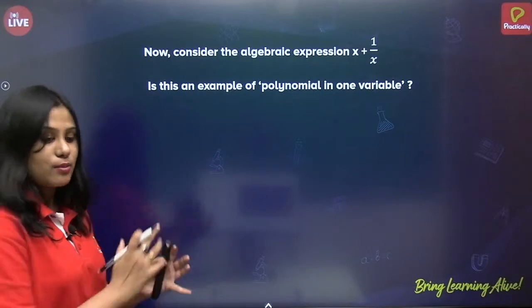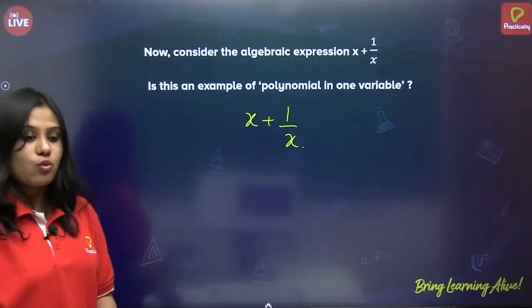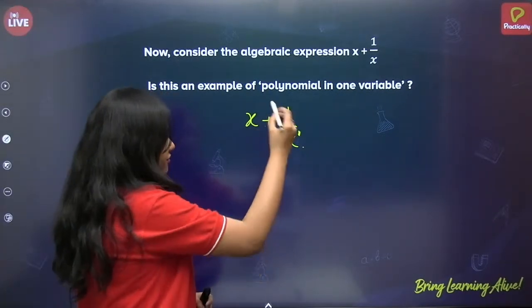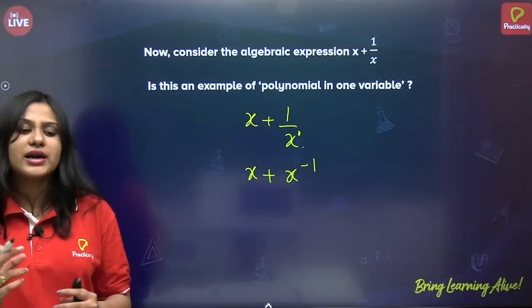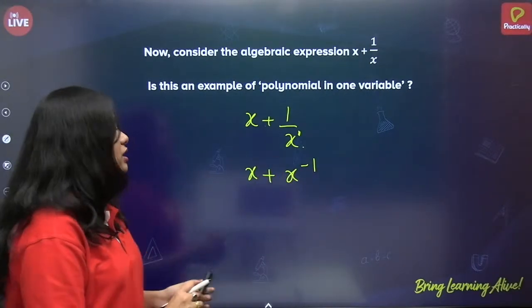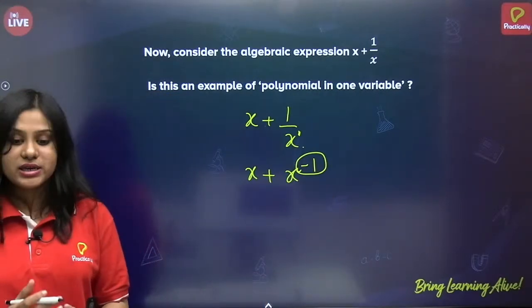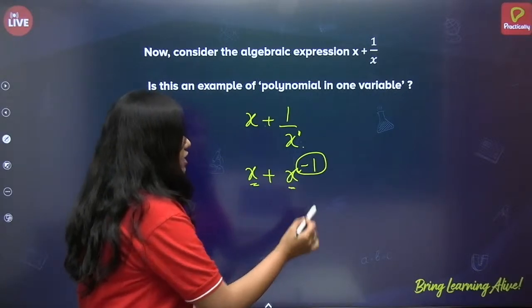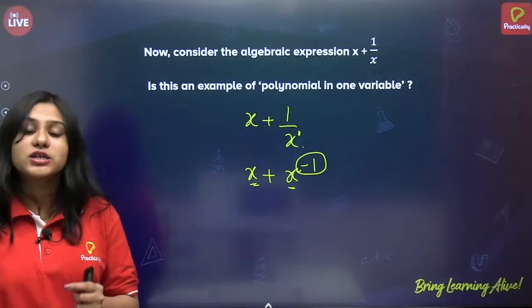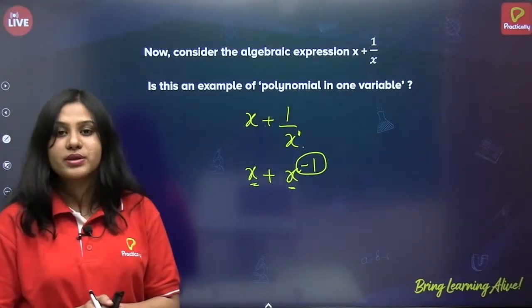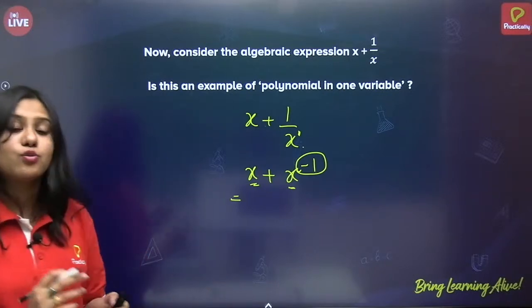Alright, so let us do it. It is x plus 1 by x, right? So what is the power here? 1. But I can write 1 by x as x power minus 1, so it is x plus x power minus 1. Here the exponent is minus 1. So though it has only one variable, we cannot consider it a polynomial because, as we have studied, the exponent can only be a whole number, right? So yes, this is about polynomials in one variable.